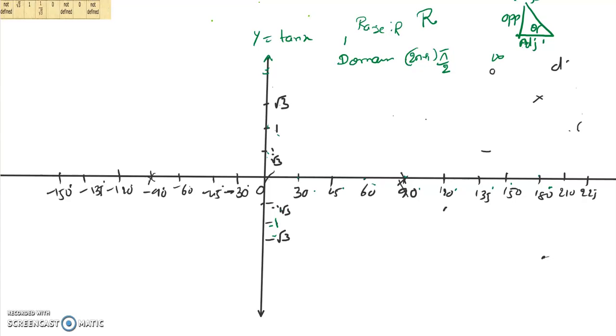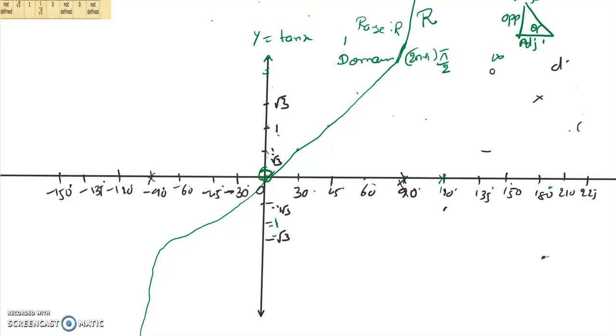Now tan 0 is 0, tan 30 degree is 1 by root 3, tan 45 is 1, tan 60 is root 3, tan 90 becomes infinity. So the curve goes like this, and here we cannot assign the value, which means the line is parallel to the y-axis. Then when the angle is negative, tan of -30 is -1 by root 3, tan of -45 is -1, tan of -60 is minus root 3, tan of -90 is infinity. It goes like this.